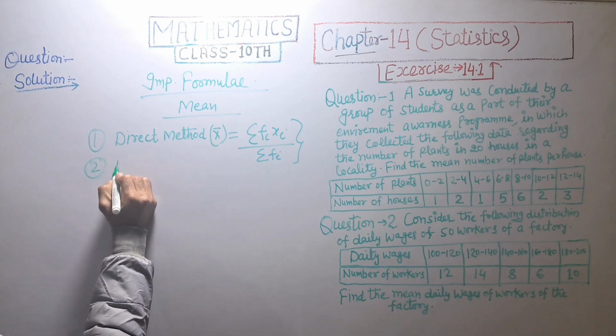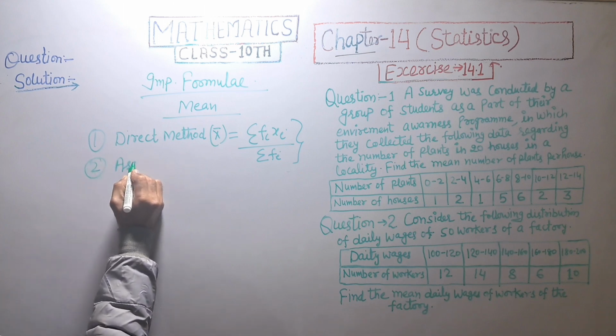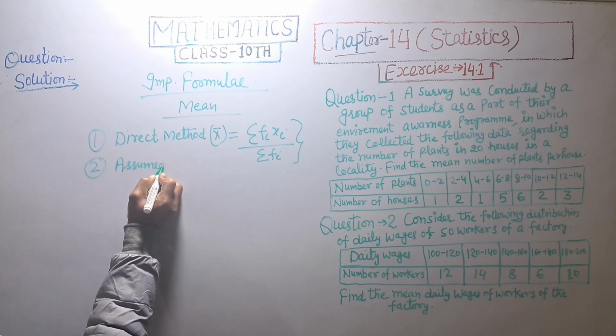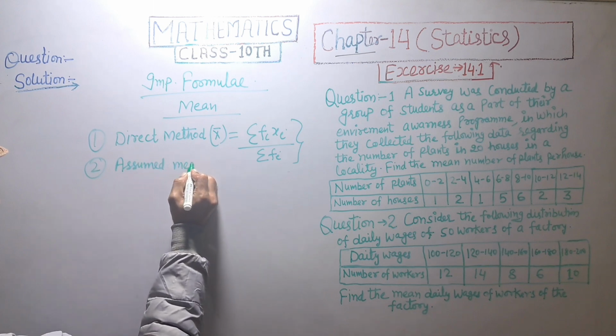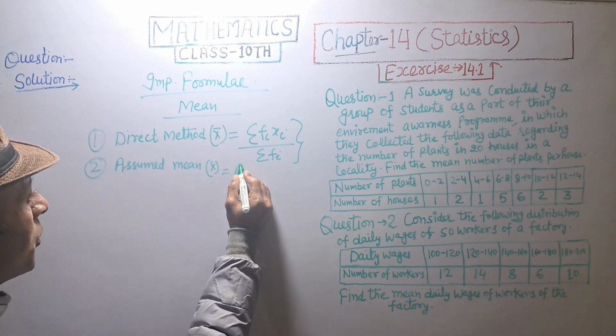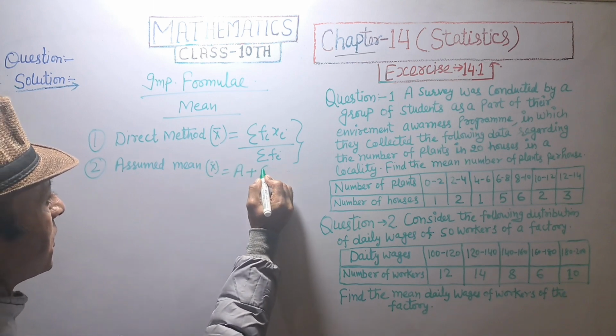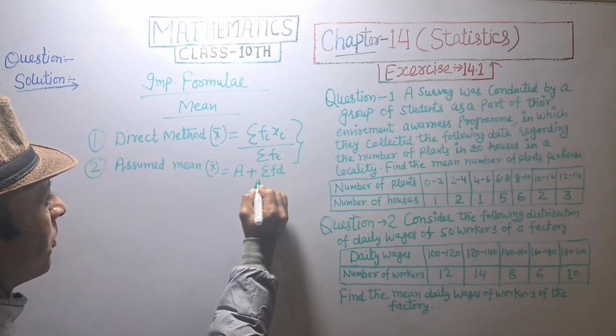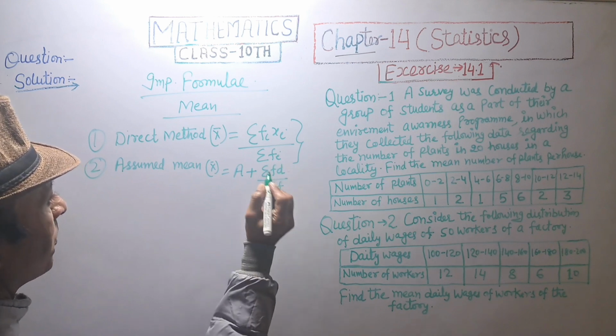Second method, assumed mean: X dash is equal to a plus summation fd upon summation f.